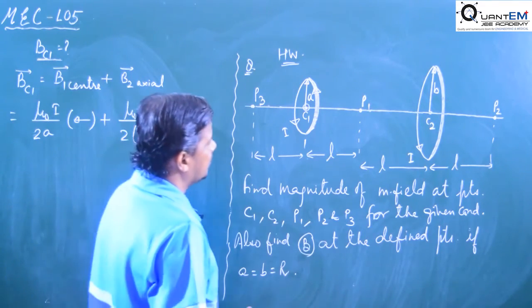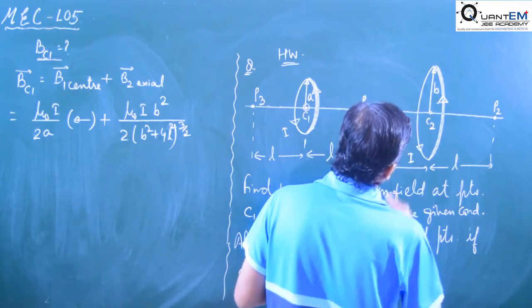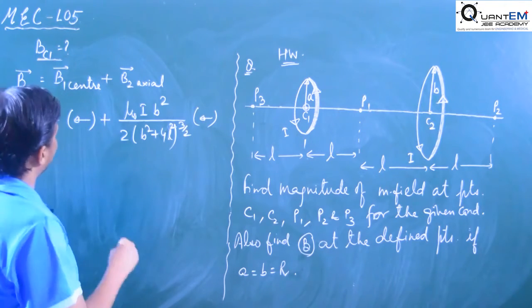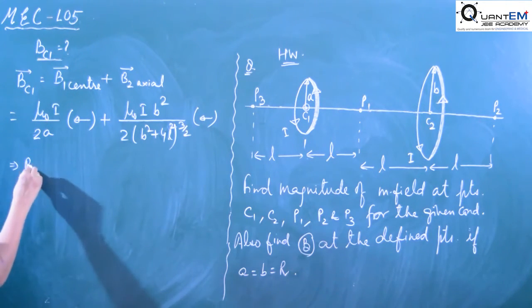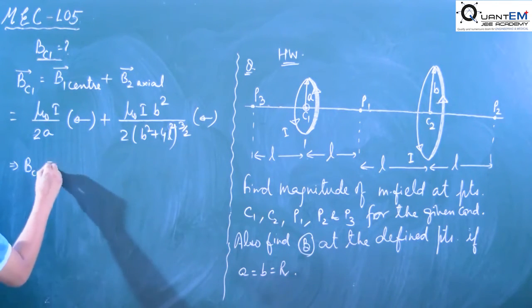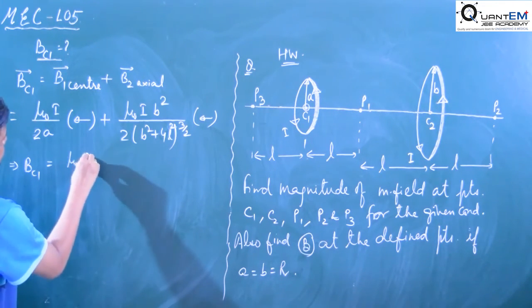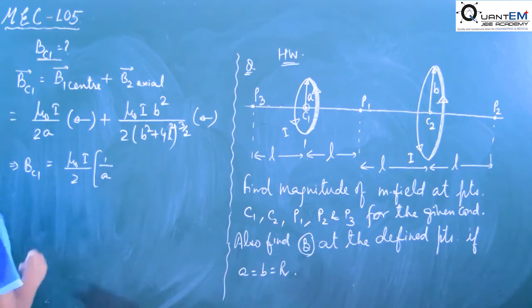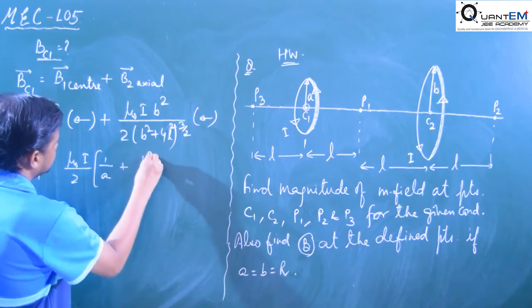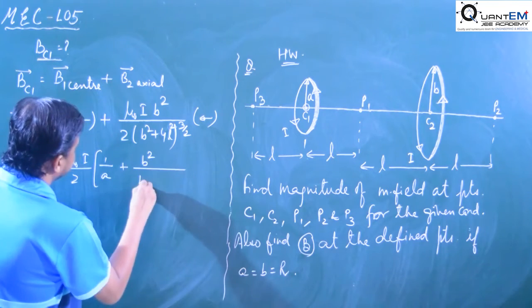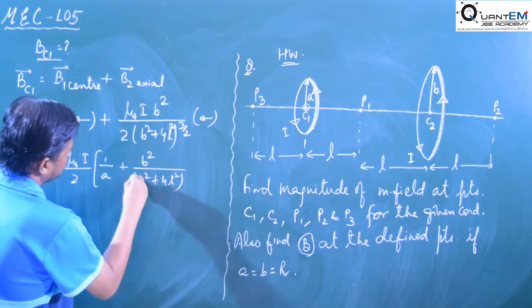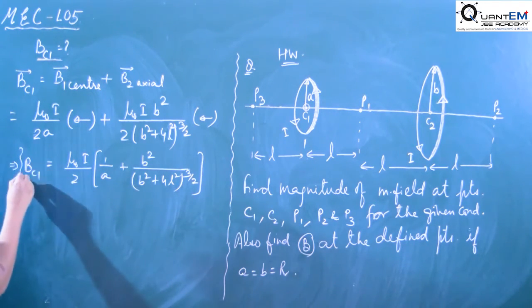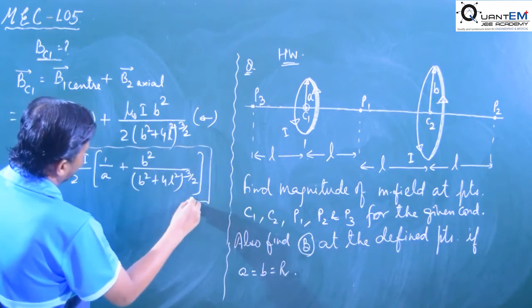Now see the direction, again current is like this, so magnetic field is towards left. Both the fields are in the same direction, that's why these are directly added. So the magnetic field at the center of first is equal to mu naught I by 2, taken out, times 1 by A plus B square by B square plus 4L square whole to the power 3 by 2. This is the magnetic field at the center of first.